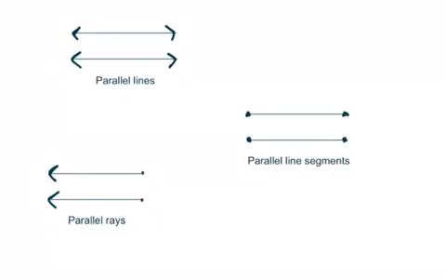Notice how the parallel lines have arrows on both ends, meaning they go on forever. The segments have endpoints. And the rays have endpoints on one end, and they go on forever the other way.